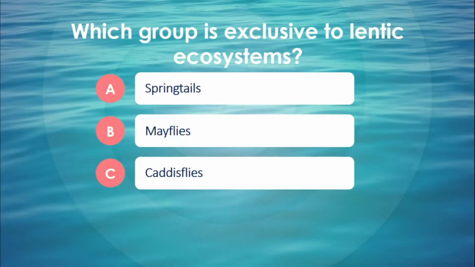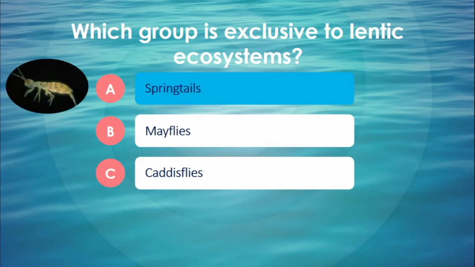So let's try this. Between A. Springtails, B. Mayflies, and C. Caddisflies, which group is exclusive to lentic systems? And the answer is A. Springtails. Now, they're a really niche species exclusive to most shallow still waters, and they function as collectors. By the way, this is from Tallinn 1998. It's a really comprehensive read. I suggest you look into it.